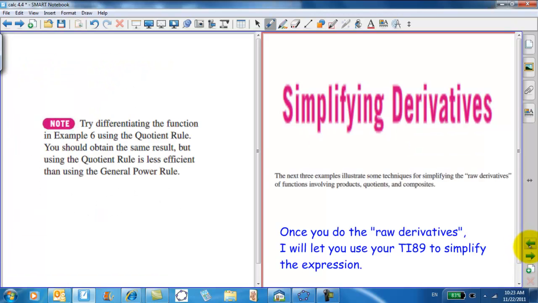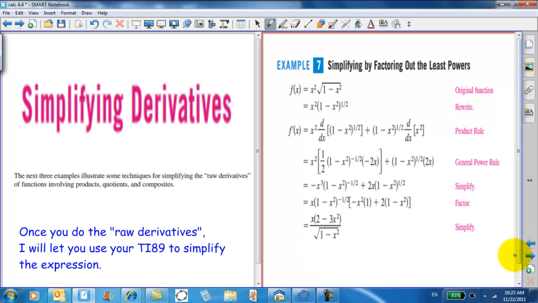Now, simplifying derivatives. I'm going to give you most of the credit on a problem for doing the raw derivatives, and I'm going to let you use your TI-89 to simplify it further. For instance, in this case, this ends up being a huge mess when you take the product rule. Here's the original function. We rewrote it a little bit, and used the product rule. Notice you leave the x squared alone, take the derivative of the other function, and then leave the other function, (1 minus x squared) to the half, alone, and then take the derivative of x squared. And this can be a lot of tedious algebra. So, like in a 10-point problem, you would get 8 points for showing me this step. After that point, you could use your calculator to simplify, or do it by hand for another 2 points.